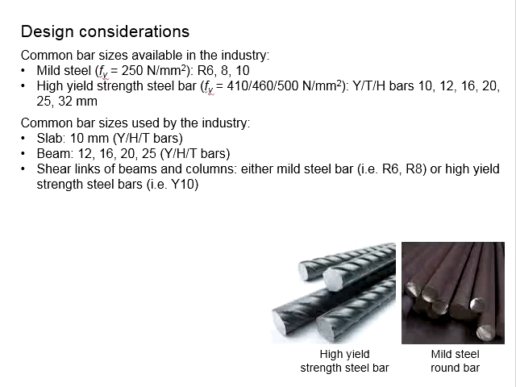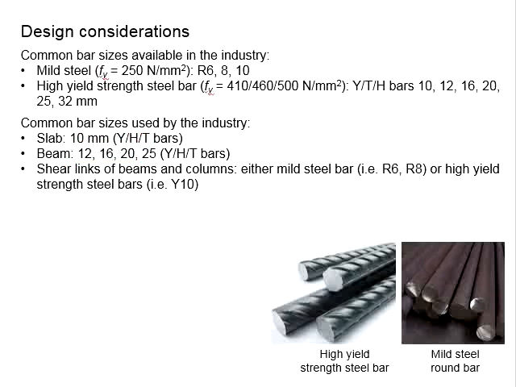This comes to our next point, the common bar sizes used in the industry. For the slab, it is normally 10 mm. It will be quite sufficient, especially when the span of the slab is less than 8 meters. As for the beam, we will use the smallest size of 12 mm and more commonly 12, 16, 20 and 25.